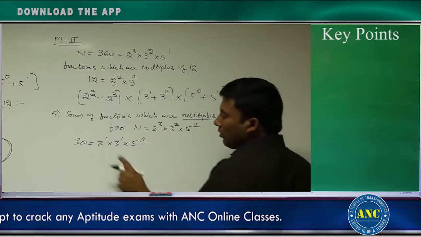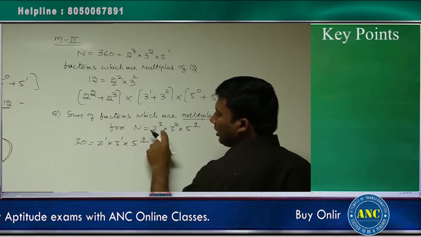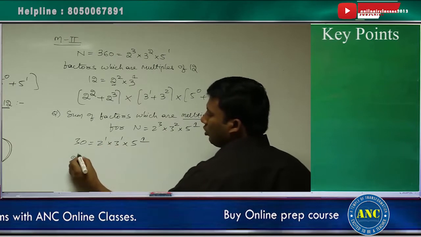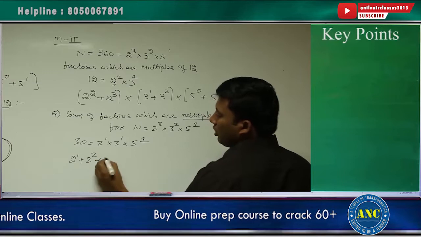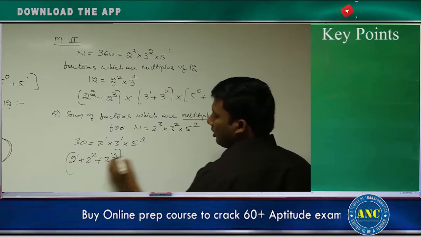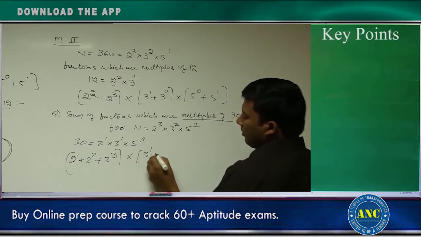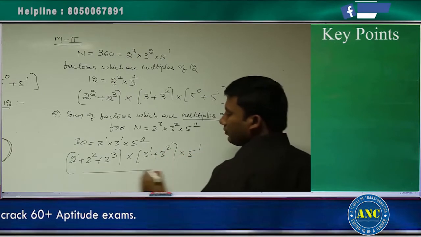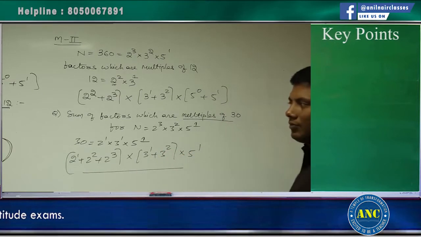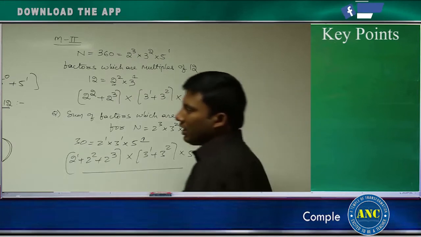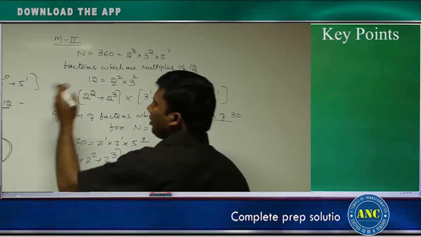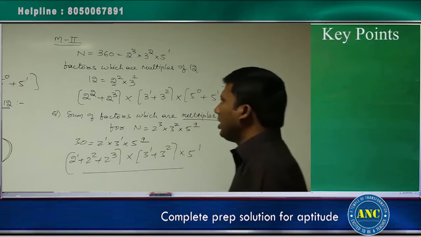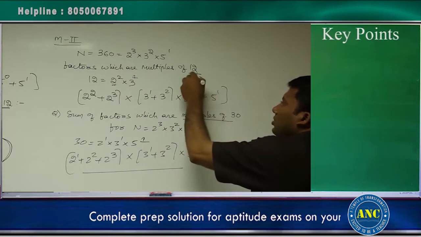Am I right? So what is the minimum power of 2 to get 30? 2 power 1, 2 power 2, 2 power 3. Next one, 3 power 1 plus 3 power 2. Next is 5 power 2. So either you do the traditional method like this, or you can directly write down the answer dependent upon what is the question that is given.